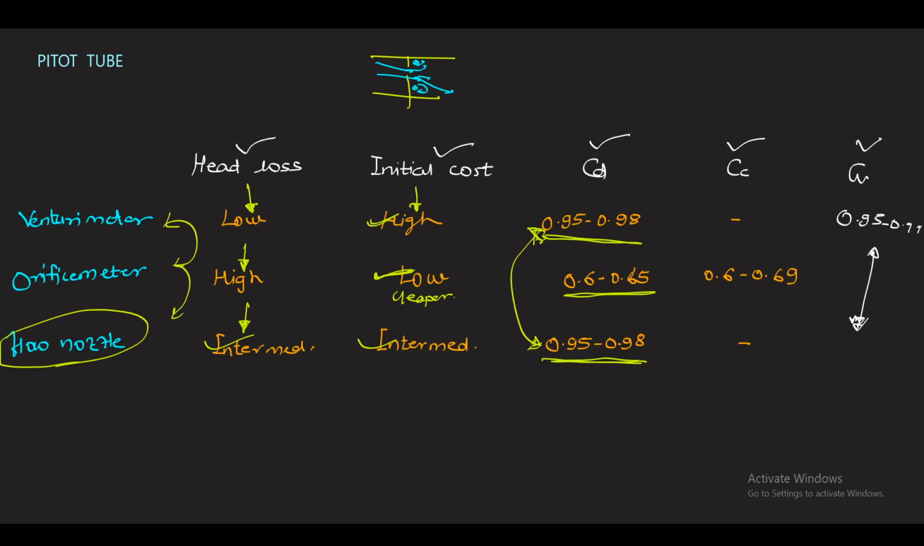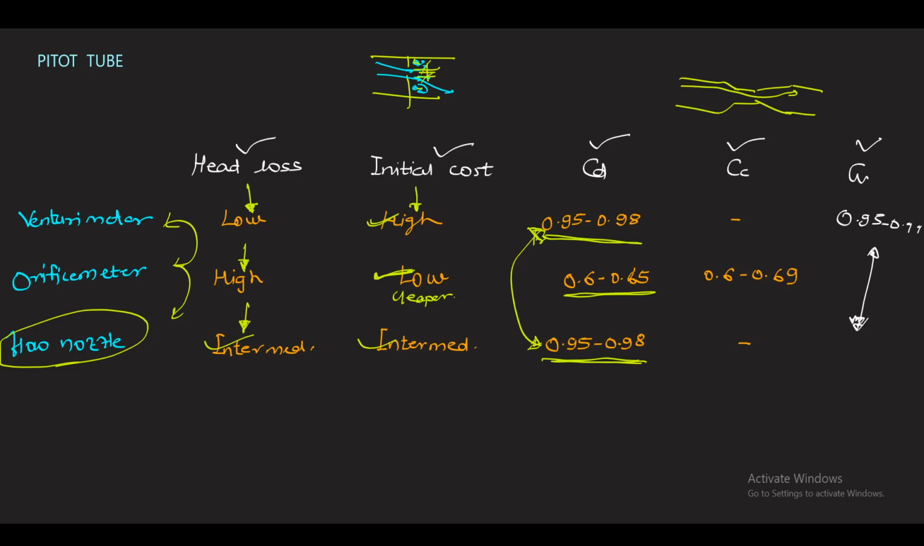Similarly, the values of CC. As I said, in the case of the Venturi meter, the flow is well streamlined along the pipe portion. This streamline passes well. In the case of the orifice meter, the wake region is formed, and there is a formation of the vena contracta.